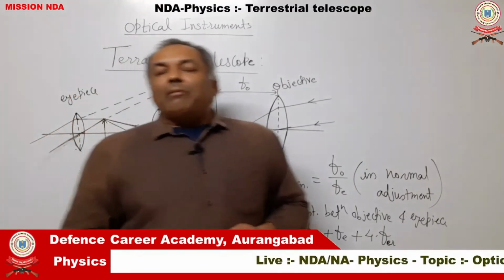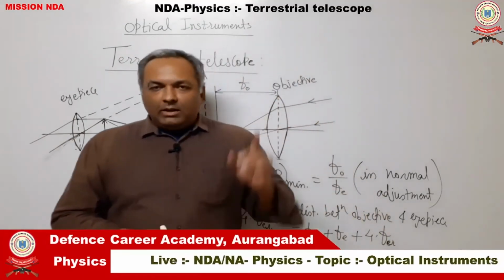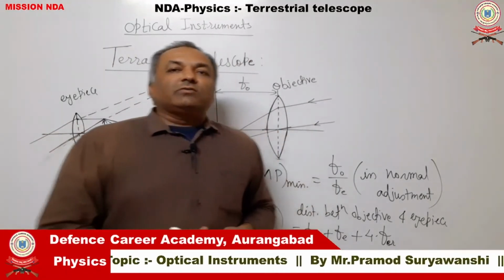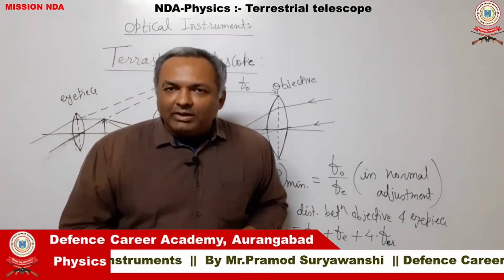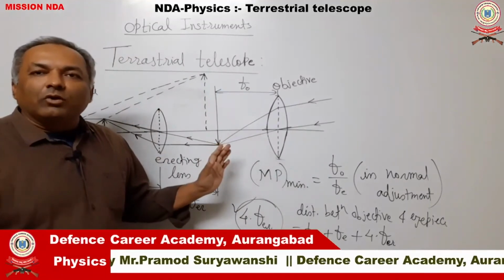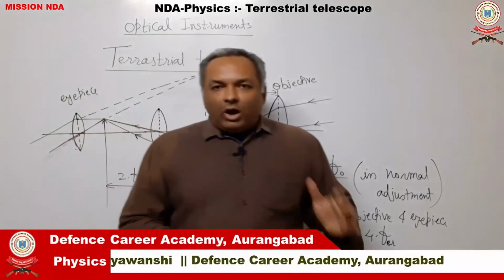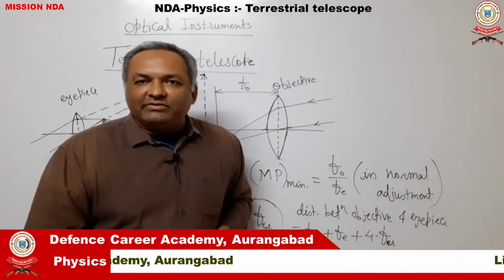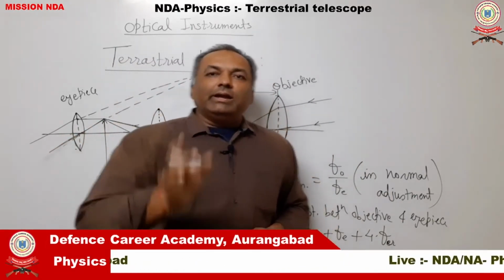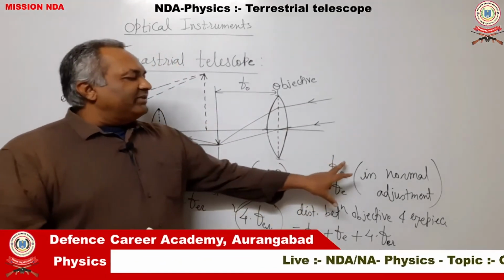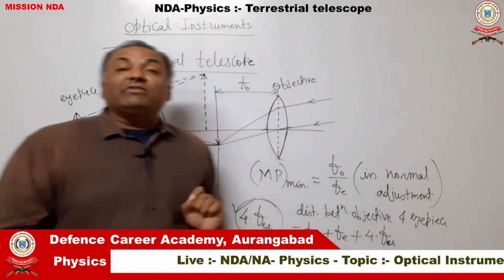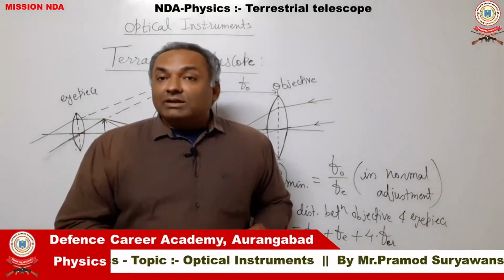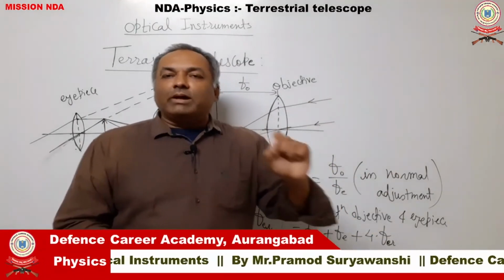Some of the common examples of terrestrial telescopes are a binocular, a monocular, also called a spotting scope, then the scope that is there on top of a sniper rifle. All of these are examples of terrestrial telescopes because they are used to observe terrestrial objects, objects which are on the Earth's surface, and therefore it is very necessary that the final image obtained is always erect, not inverted. For normal adjustment, the formula still remains FO upon FE. The only disadvantage is that the total length of the optical tube is much larger than that of the same type of astronomical telescope.